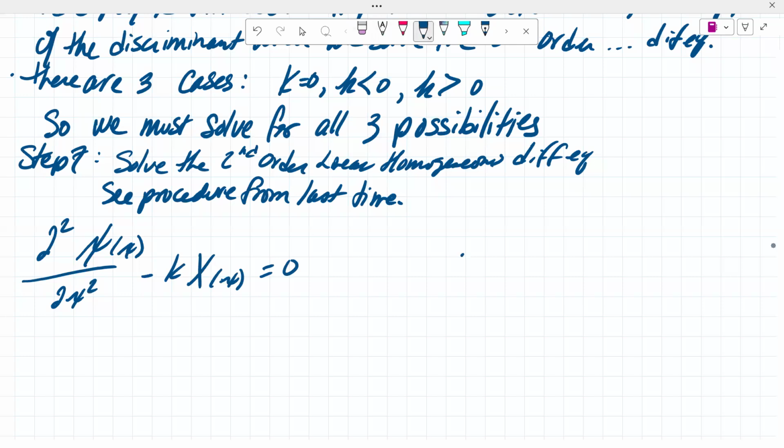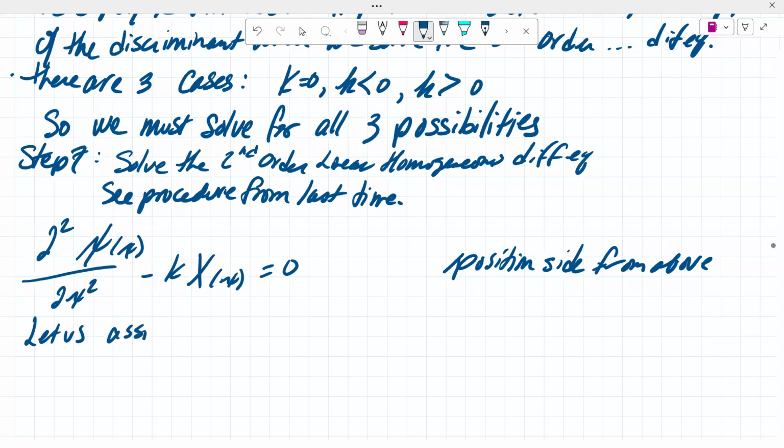This is the position equation. All right. And k is still unknown. Let us assume k equals 0. We don't know what it is. All right.